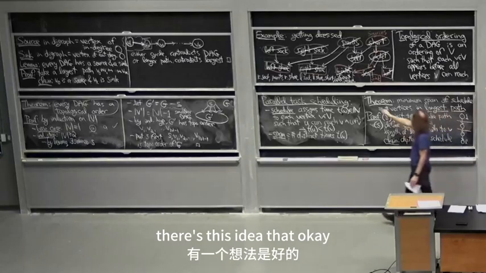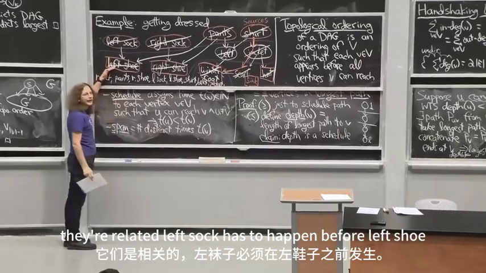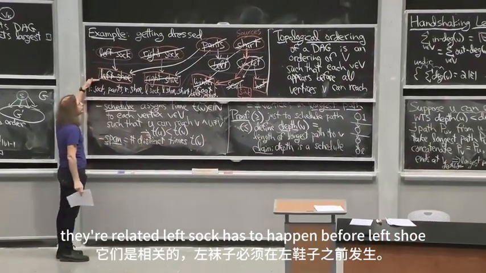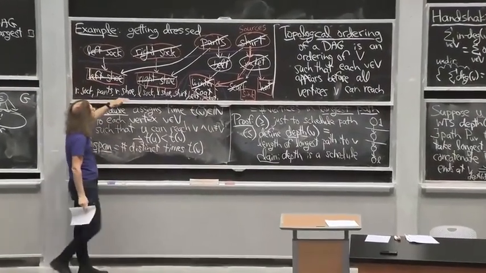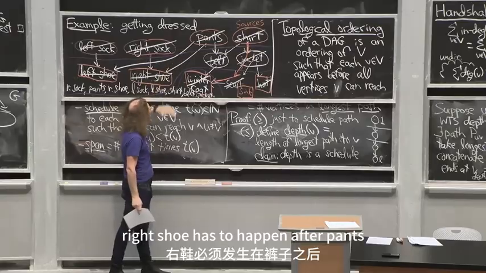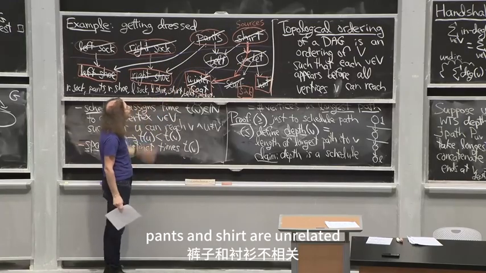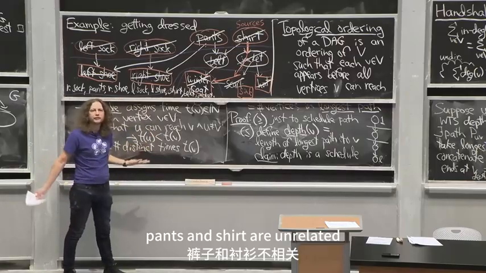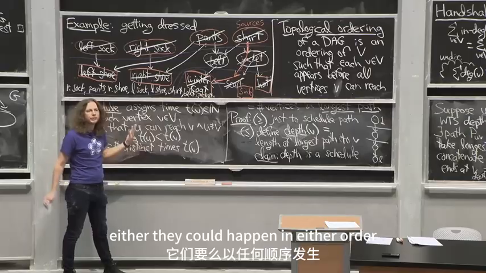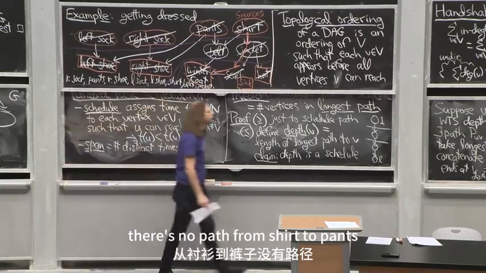So in particular, there's this idea that, okay, left sock and left shoe, they're related. Left sock has to happen before left shoe. Right shoe and pants are also related. Right shoe has to happen after pants. Also, winter coat has to happen after pants. But for example, pants and shirt are unrelated. They could happen in either order. There's no path from pants to shirt. There's no path from shirt to pants.